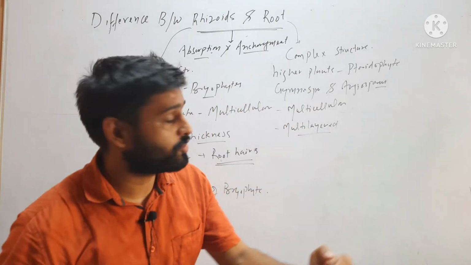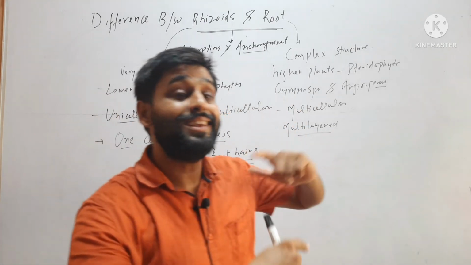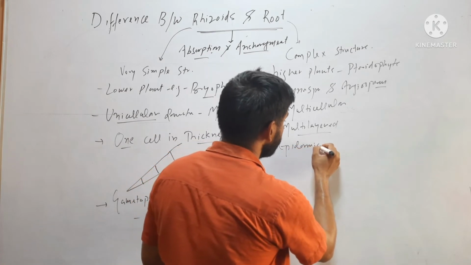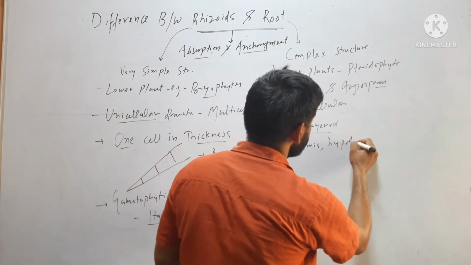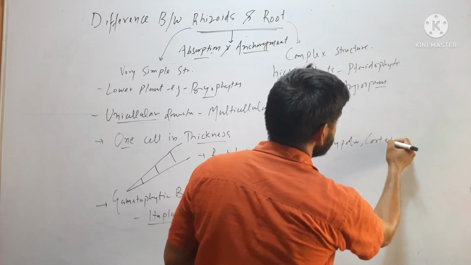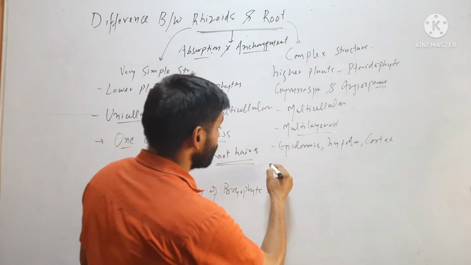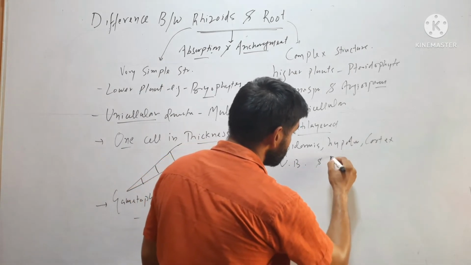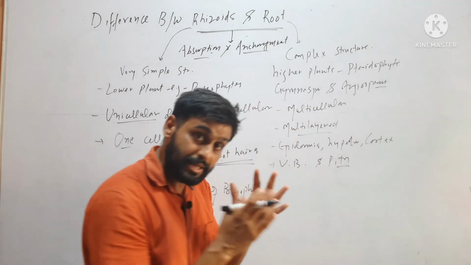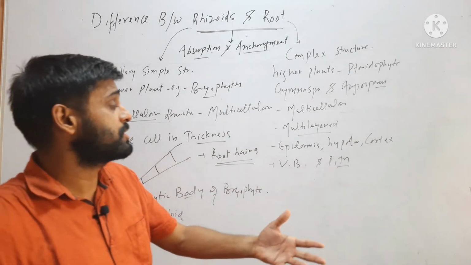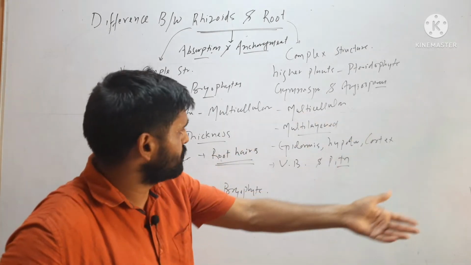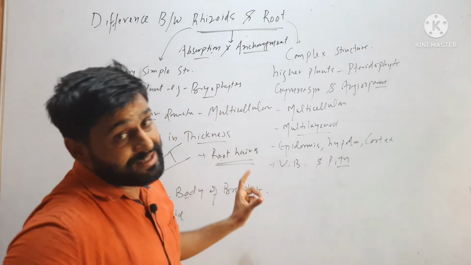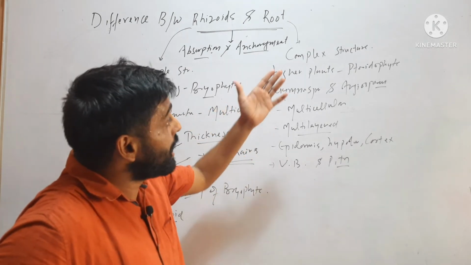When we cut a TS of the root, we will find many layers like epidermis, hypodermis, cortex, vascular bundles and pith. So it is a very complex structure, made up of thousands of cells, multilayered and multicellular. It is found in higher organisms.